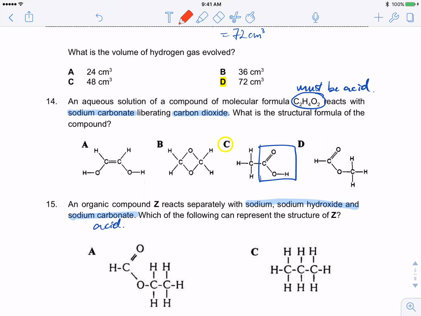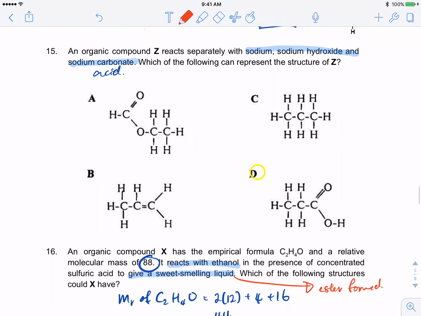Question 14. An aqueous solution of a compound of molecular formula C2H4O2 reacts with sodium carbonate liberating carbon dioxide. What is the structural formula of the compound? So since it reacted with sodium carbonate to give carbon dioxide, it must be an acid-carbonate reaction. So therefore, we know that it must be an organic acid. Just look out for the one with the acid group, and the answer is C.